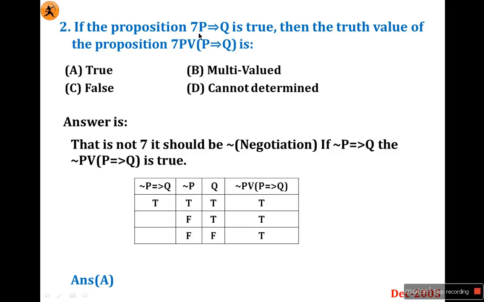If the 7 is considered as a negation, the answer is A. If it is really a 7, then the answer is D, cannot be determined. In this case, according to me, the answer is option A, true.